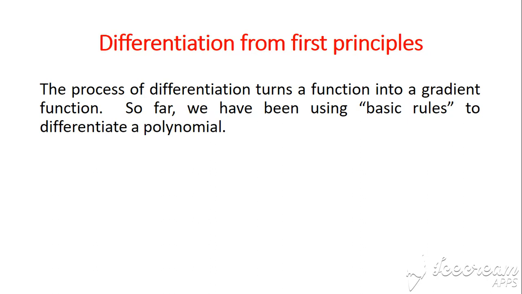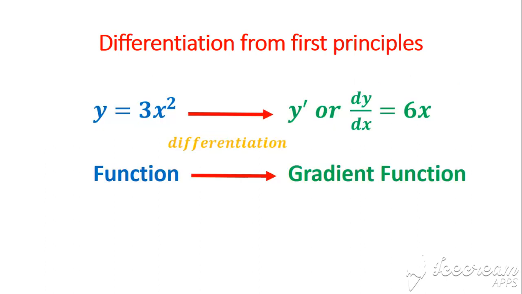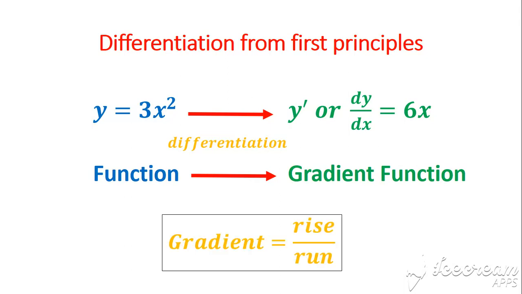And so far, we've been using these basic rules to differentiate polynomials. Basic rules, you remember: the 2 comes out the front and times by any number out the front. And then we take 1 off the power of 2 to get a power of 1, which 3x squared would differentiate to 6x. Remember, gradients we think of as rise over run.